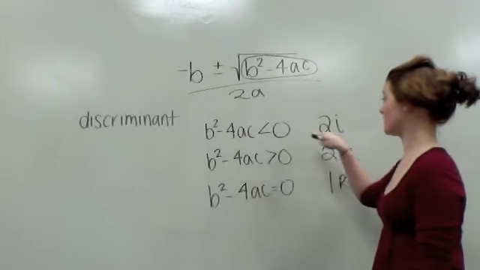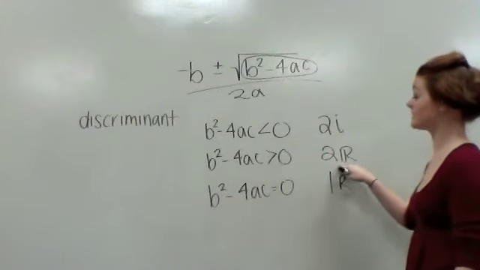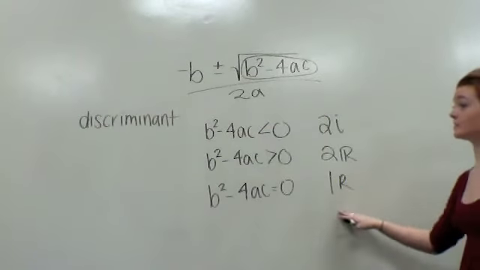If we're negative, we get two complex answers. If we're greater than 0, if we're positive, two real answers. And if we are exactly equal to 0, we have one real solution.